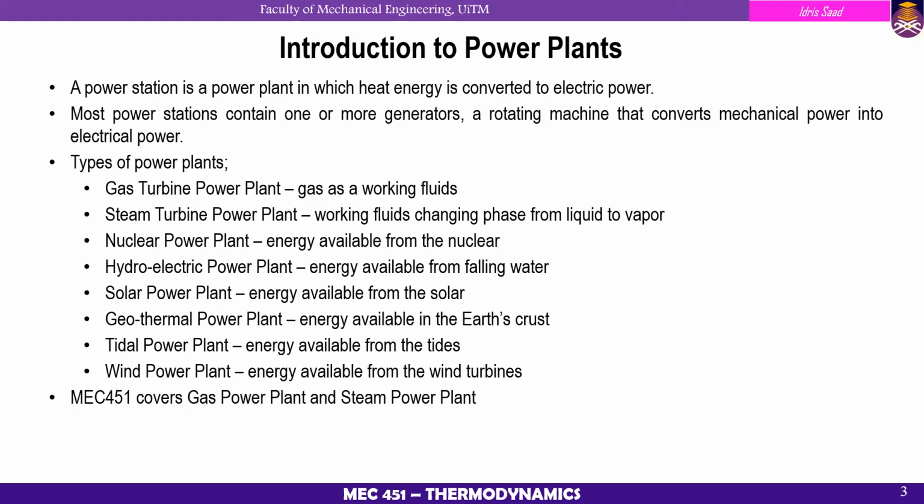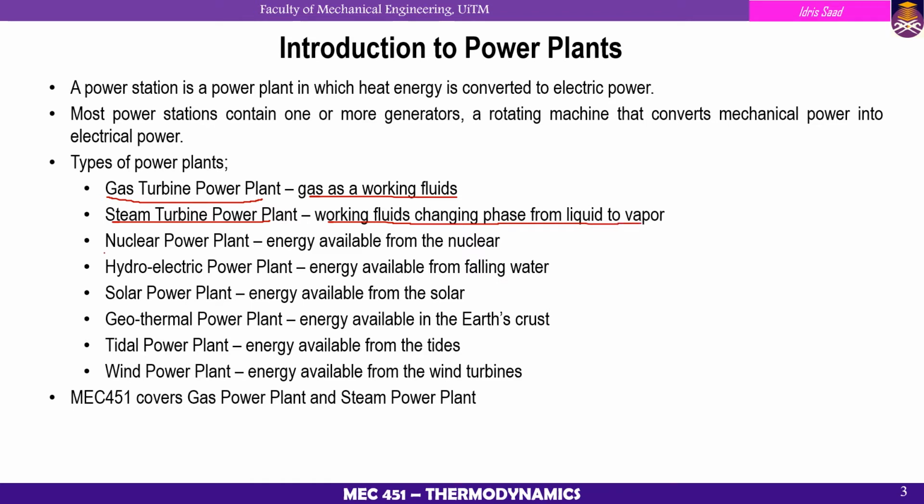In general, there are many types of power plant available in this world. The type of power plant is normally categorized based on the working fluid that is used to convert the heat energy into kinetic energy. So in general, there are several types of power plant. The first one, we have the gas turbine power plant. Basically, for the gas turbine power plant, we use gas as the working fluid. The second one, we have the steam power plant. Obviously, when it's named as steam turbine power plant, the working fluid changes phase from liquid to vapor.